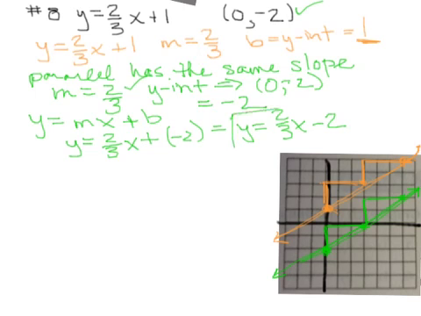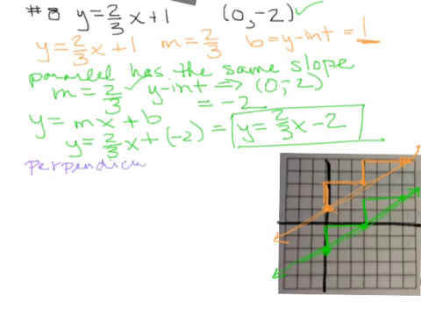Therefore, there's my equation. It has a y-intercept of -2 right there, and a slope that's the same, 2/3. There you go. All right, so now let's go ahead and find in purple the line that is perpendicular.